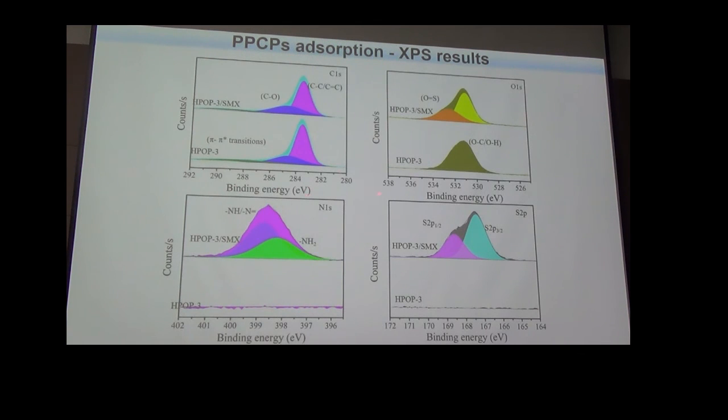And this figure shows the elemental peak from the SMX, that is after the absorption. As we can see here, before absorption there is no sulfur peak, but after absorption we can see the nitrogen as well as the sulfur.